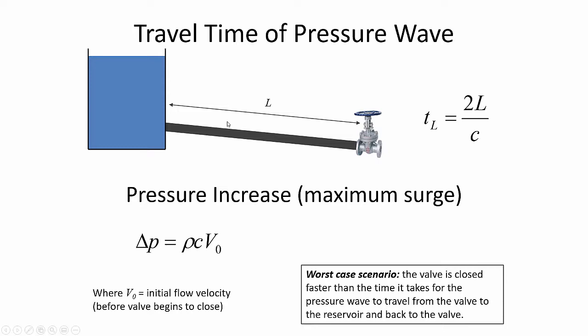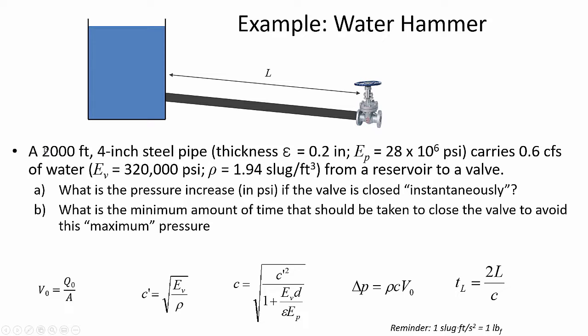Let's use how we calculate celerity, the travel time, and the pressure increase to address the question. We have this 2,000 foot long pipe, so 2,000 feet is the physical length L, and the 4-inch diameter is the D that we're going to have to use when we calculate the celerity of the pipe. D is 4 inches, and epsilon, the thickness of the pipe, is 0.2 inches. We know the bulk modulus of the pipe, and the flow rate it's carrying is 0.6 cubic feet per second of water.